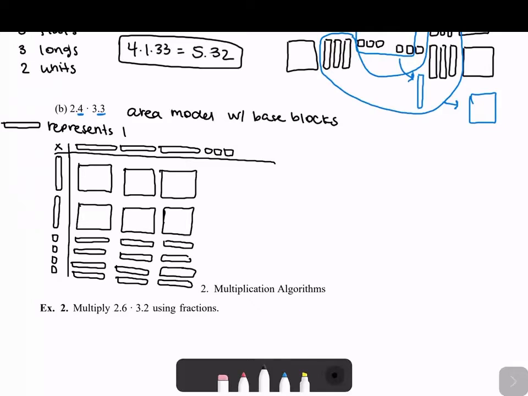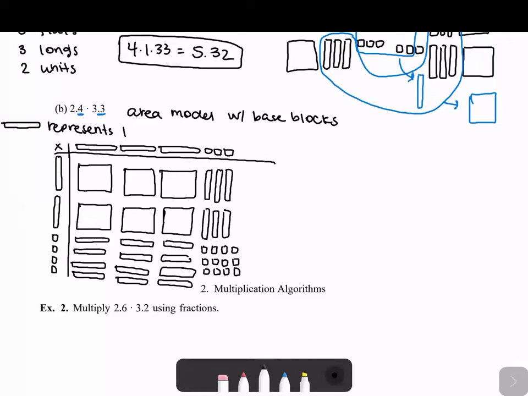Okay, and then for these units, everything just copies down. So we're going to get a long 3 times and another long 3 times. Remember, units times units gives us units, so we're going to have 12 little units down here. My area model is a little bit off, so I'm going to put those last row right here. Okay, so now we would normally regroup this and then write it down.